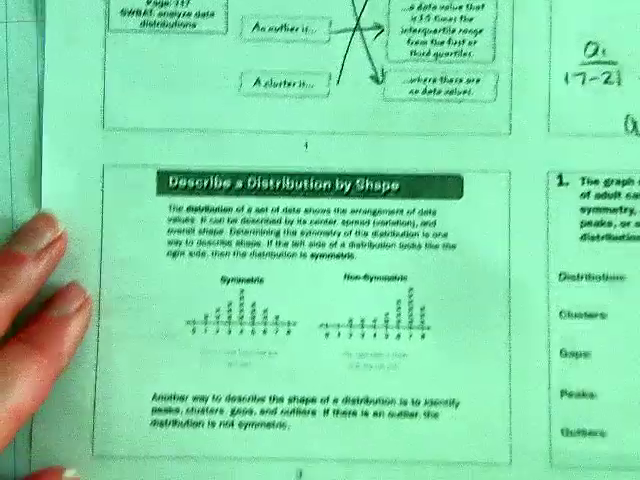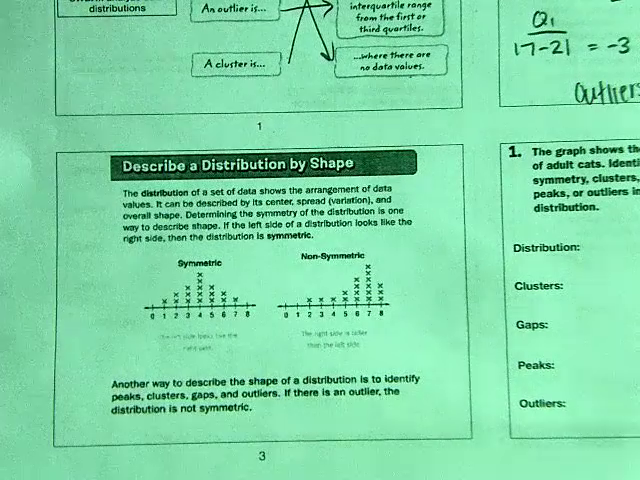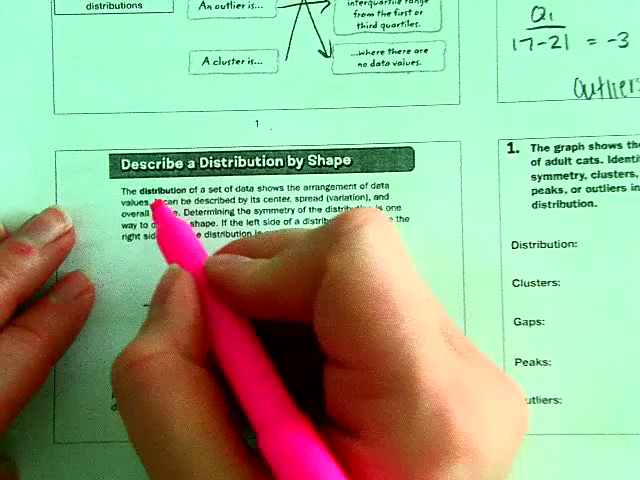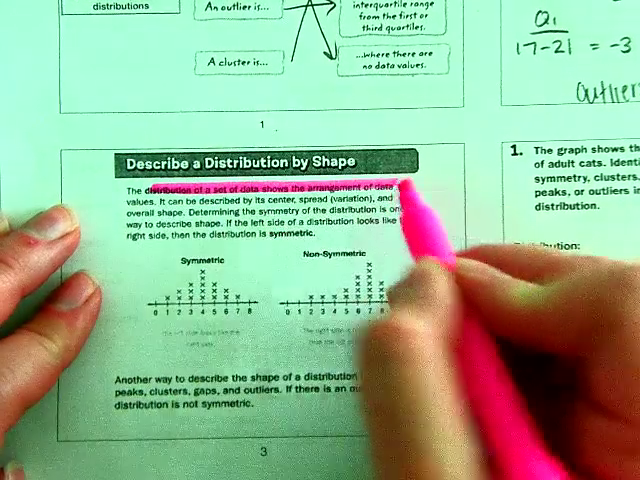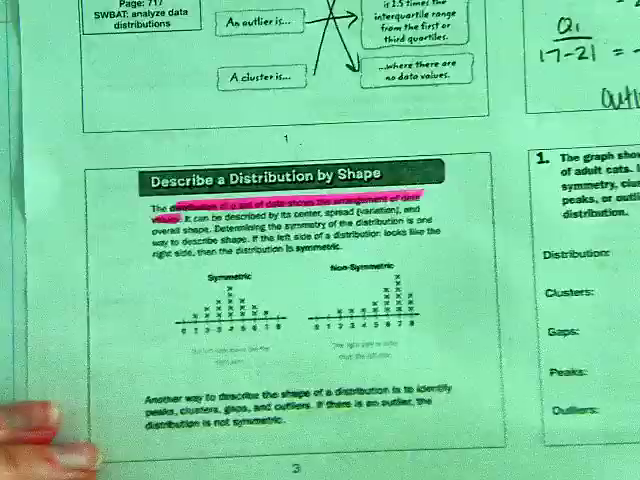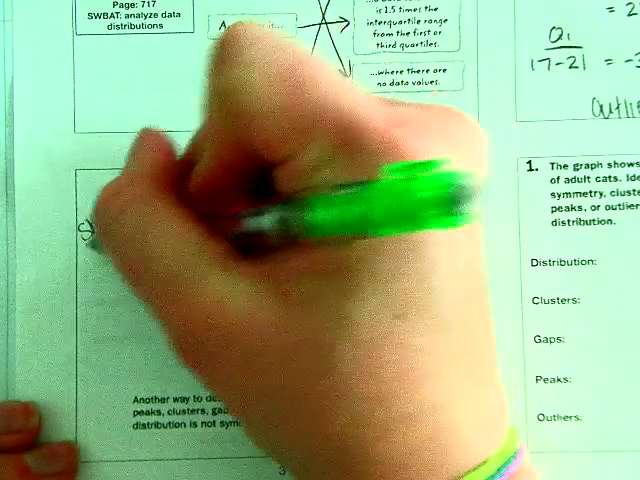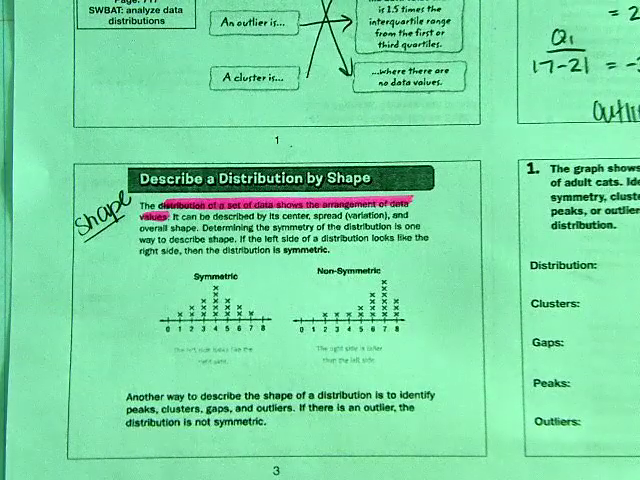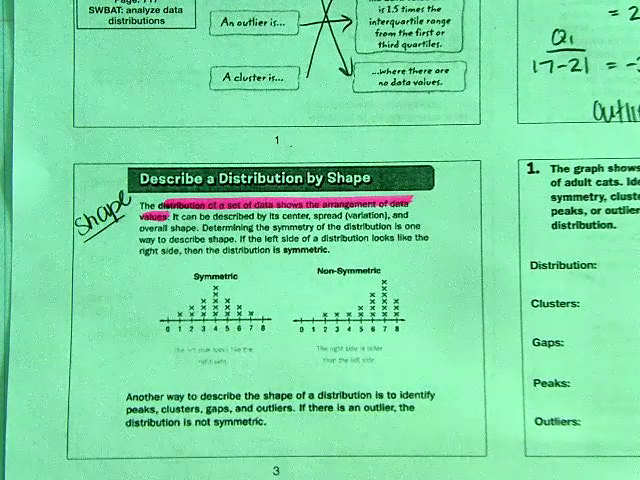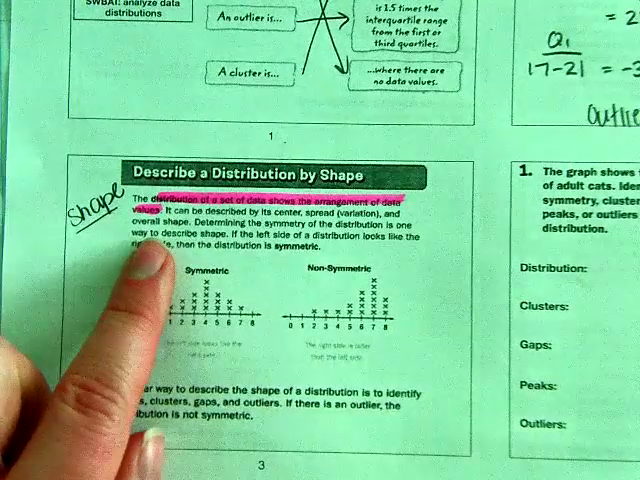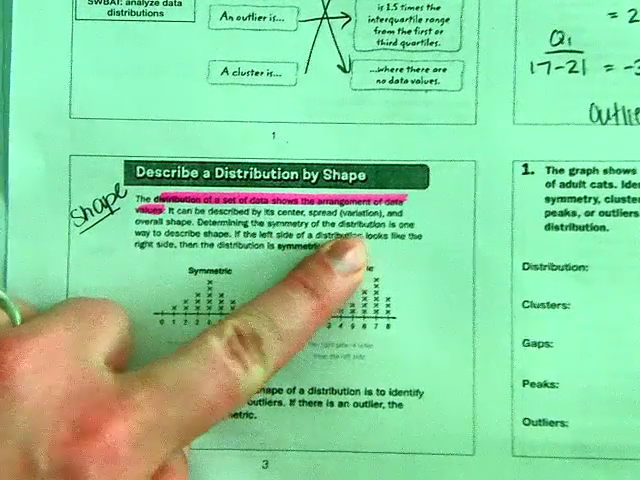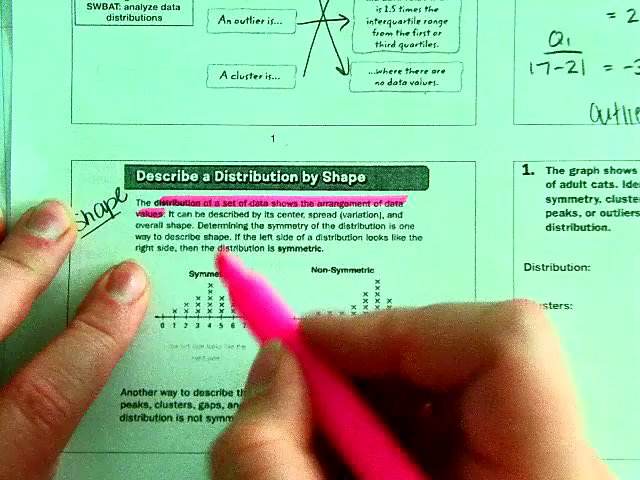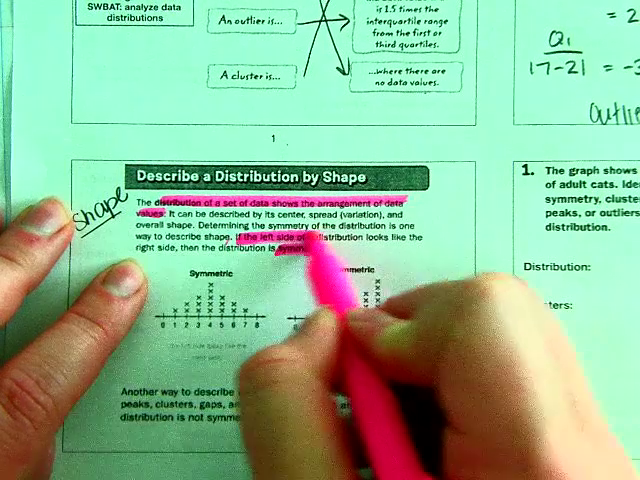Then if we move on to slide 3, we have some vocab words there. The distribution is just going to talk about the shape. The distribution of a set of data shows the arrangement of data values. So distribution is just the shape of the data. It can be described by its center, which is the mean or the median, how spread out it is, and its overall shape. Determining the symmetry of the distribution is one way to describe shape. If the left side of the distribution looks like the right side, then the distribution is symmetric.